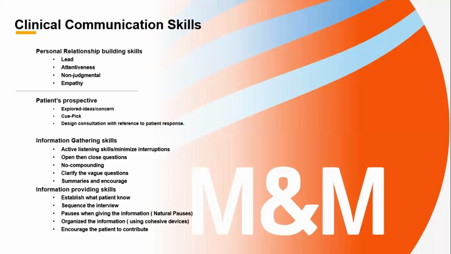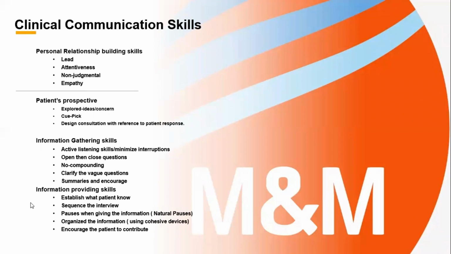And information gathering skills, that is the third point. In the information gathering skills, first of all, it's your set of open and closed-ended questions. We'll also be discussing those questions in detail, right? A variety of questions can be asked, either open or closed-ended, followed by the compounding. We should not have compounding in questions. Do not ask compound questions, one question at a time. Then summarize and encourage the patient to contribute.